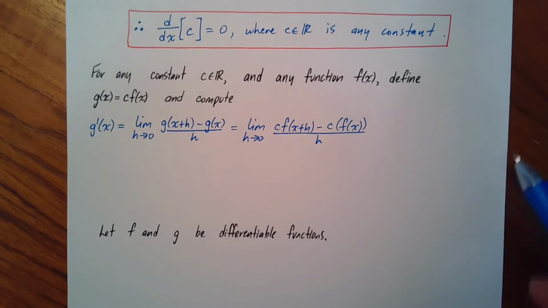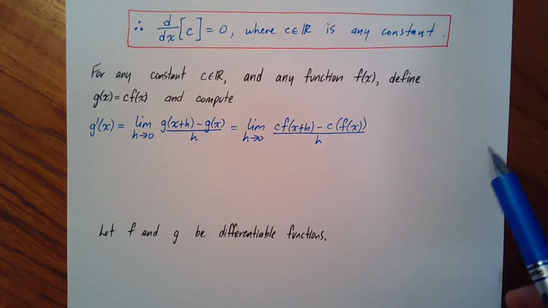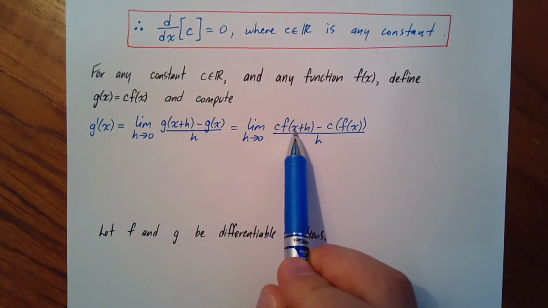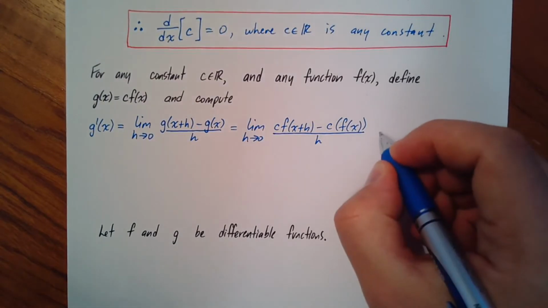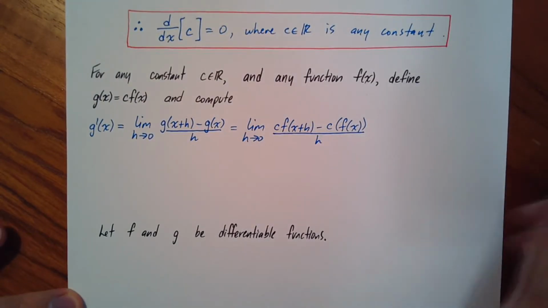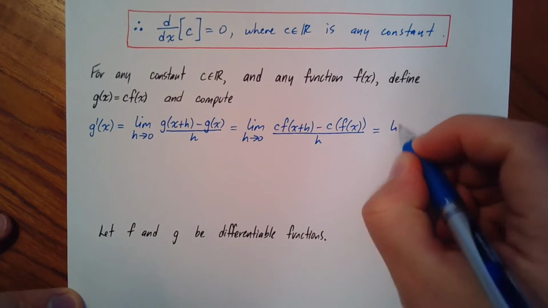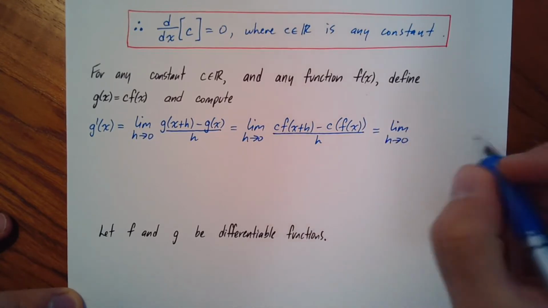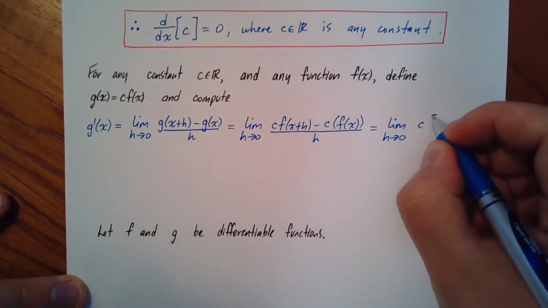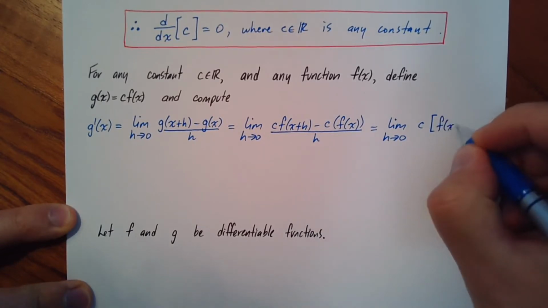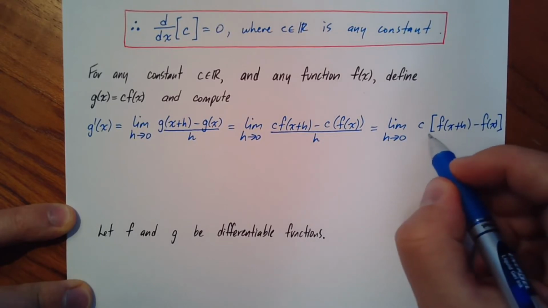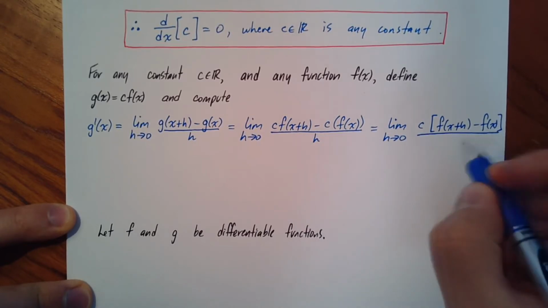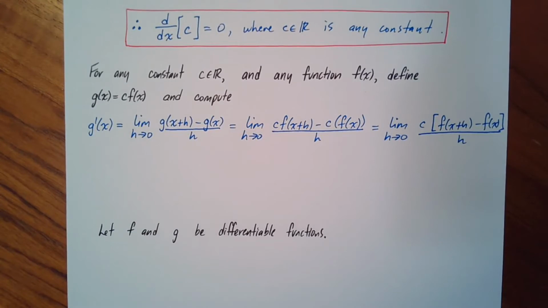Anyways, that's fine. So we've got two terms in our numerator now, c times f of x plus h and c times f of x. Both of those terms have a common factor of c, so we can factor it out. And I think I'll do one more step here. The limit as h goes to 0 of c times f of x plus h minus f of x, all over h. Okay, so that's what you get if you factor out the c.